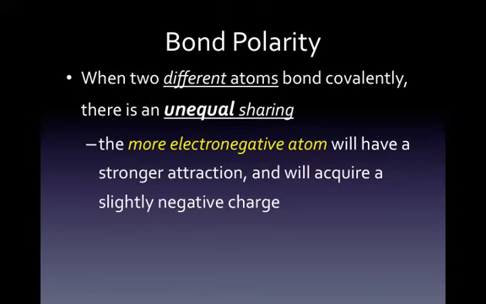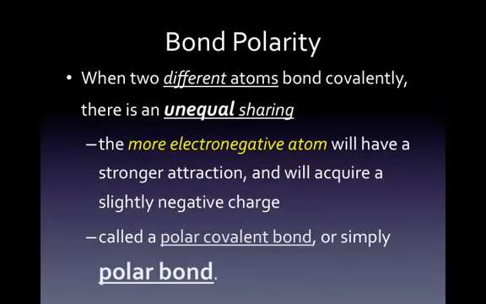So the more electronegative atom will have a stronger attraction and will acquire a slightly negative charge. If it is in control of the electrons more of the time, it will become a slight negative. It's not going to be charged like an ion because it's not actually gaining that electron. It's just around that atom more often, so that atom is going to have a slight negative charge but still not an ion. Okay? This is called a polar covalent bond, or you can just simply say a polar bond. Polar means it has a slight charge. We're dealing with covalent bonding, so polar bond means a bond with a little bit of a charge.